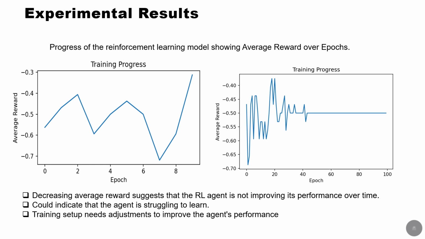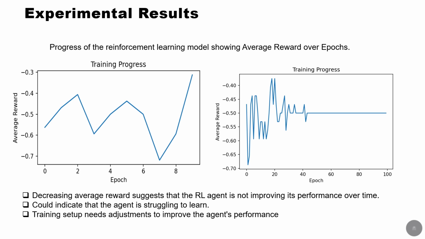Results. Here we're looking at two graphs which show the progress of the reinforcement learning model, showing average reward over multiple iterations or epochs. The first figure on the left is when you run it over 10 iterations of the dataset. You can see the graph has some points where it's learning, some points where it's not learning, but overall it's basically getting negative rewards, meaning it's not learning.